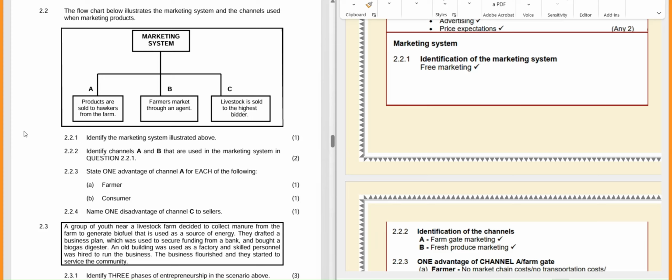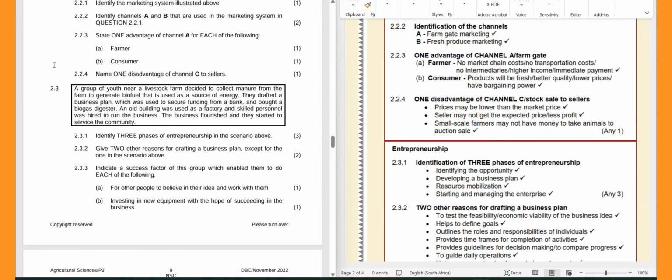2.2.2, identify channels A and B that are used in the marketing system in question 2.2.1. A, that is farm gate marketing. B, that is fresh produce marketing. State one advantage of channel A for each of the following: A for the farmer, B for the consumer. Here they want one advantage of the farm gate marketing channel.